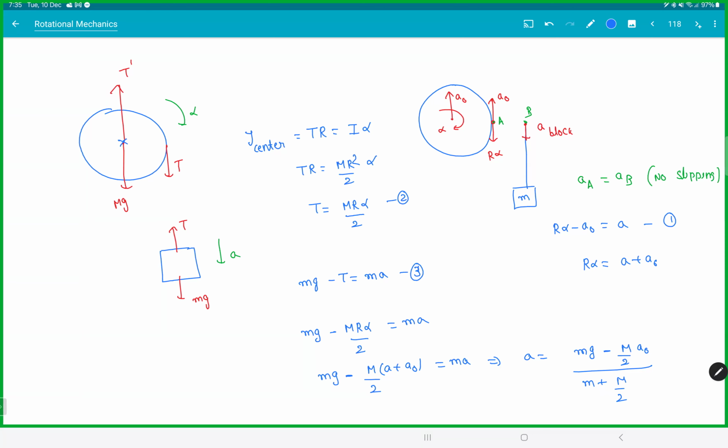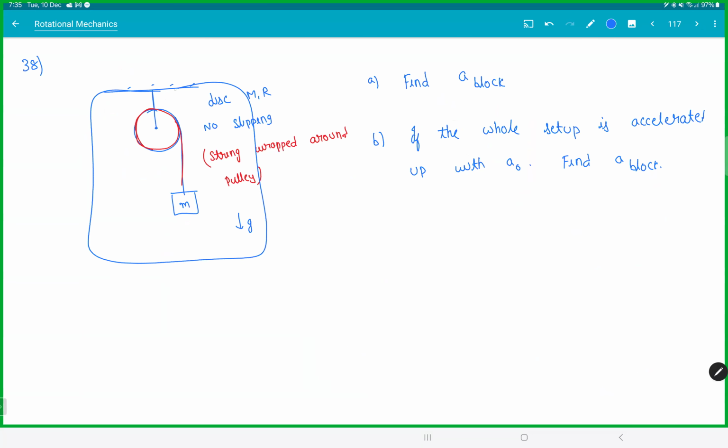You could have done this way also. Let this whole system be inside a lift. Then gravity will become g effective, which is g plus a naught. So basically putting the observer inside and solving the problem. Then whatever answer you get will be in the lift frame, so you have to bring it back to the ground frame. But this is how you normally solve.